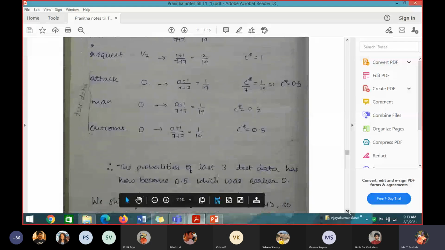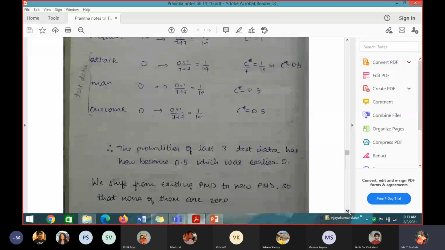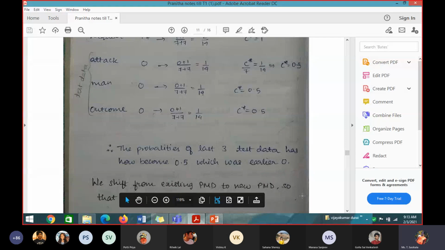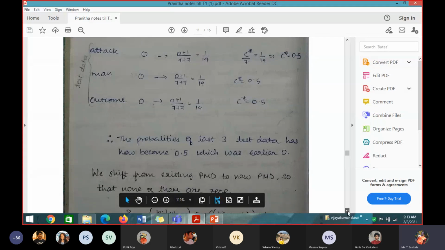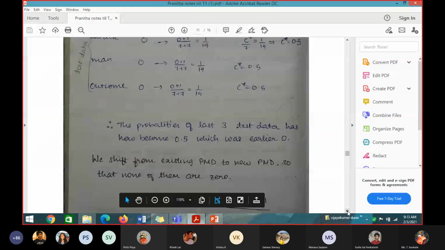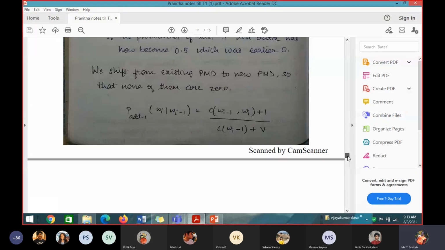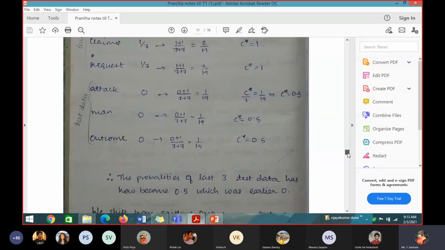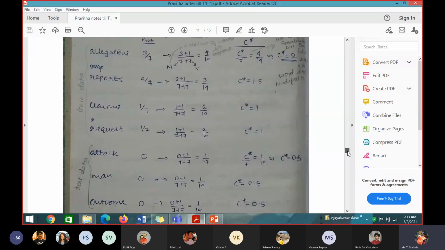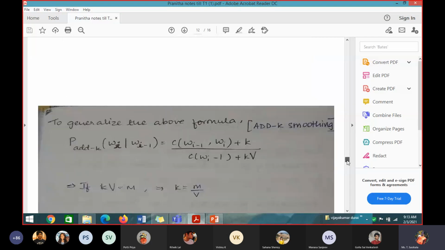See here. The probability of the last 3 test data has now become 0.5, which was earlier 0. Why? Because we have taken some of the existing probability mass and shifted it to the new probability mass, so that none of them are 0 now. Okay. So now can you solve the same problem using a k value as, wait, what is the k value I have here? I'll check it now. K value as 3, and tell me what value you are getting. Add 3 smoothing technique.